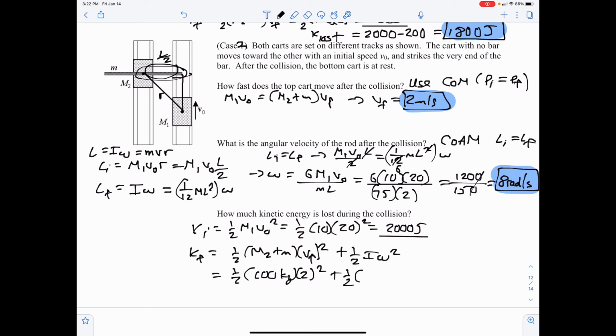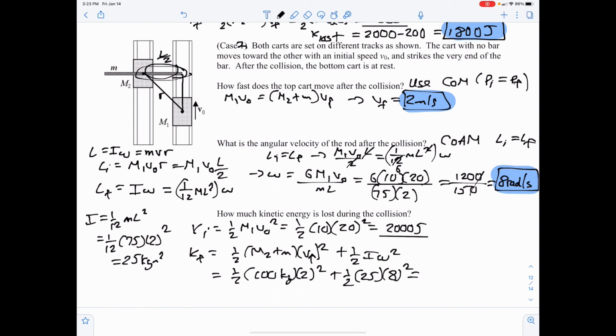Did we figure out I? No, we didn't. Let's figure it out. So I is 1/12 ml squared. So it's 1/12 times 75 times 2 squared. Okay, 2 squared is 4 times 75 is 300, divided by 12 is 25. So we have 25 kilogram meters squared. So 25 times 8 squared.